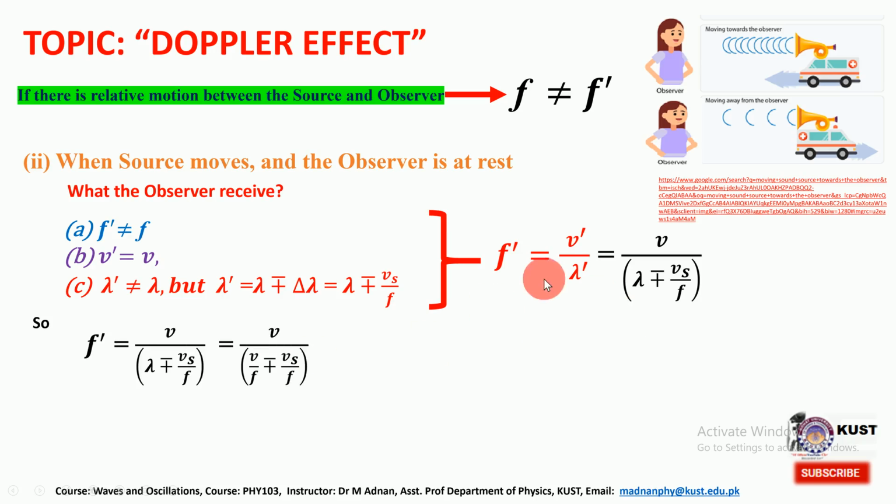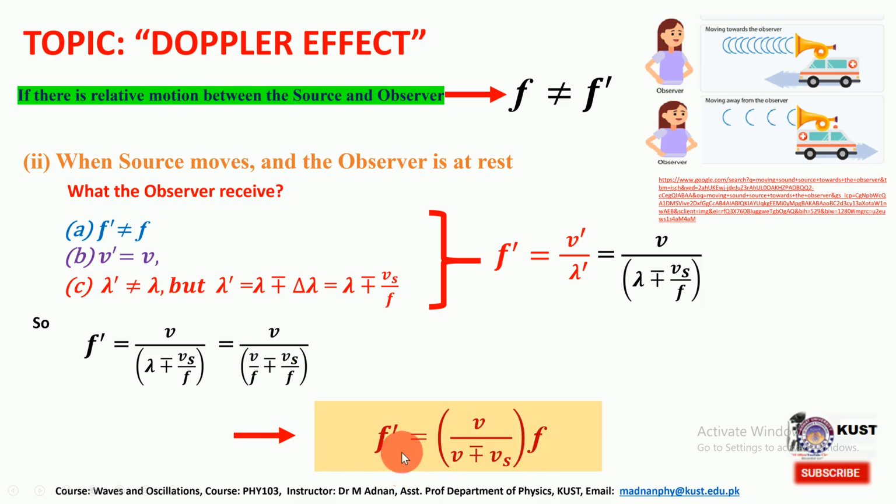Now solving this expression, that is v prime is equal to v over lambda minus/plus Vs over f, if we just use the definition of lambda, that is lambda is equal to the speed over the frequency, then after the next step, if we take the LCM in the denominator, it will go up and we will be left with this expression. So this is for the second two cases, that is when the source moves and the observer is at rest. In such a situation we have parametric changes like this, and hence the frequency observed by the observer will be shifted by this amount, that is, it is proportional to this ratio and the two frequencies are not equal.